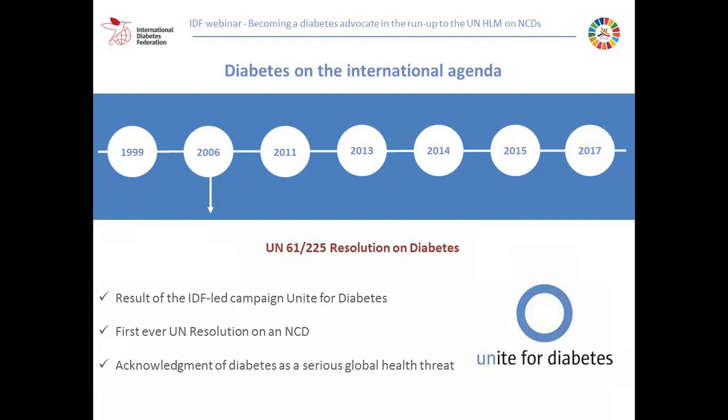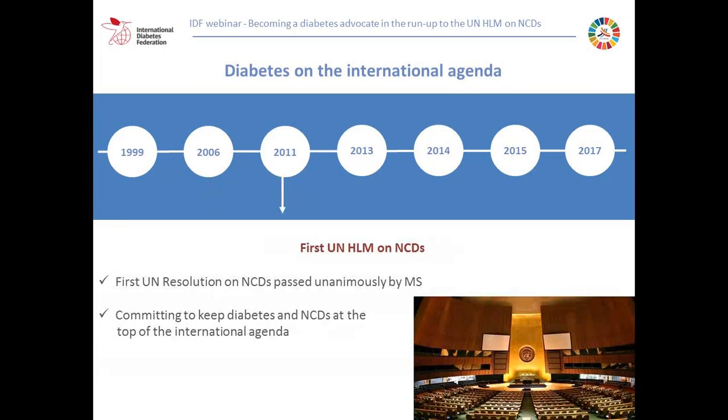In 2006, the UN passed a resolution on diabetes, resolution 61-225. This was the result of a campaign that was led by IDF, called Unite for Diabetes, and it was heavily supported by all IDF members around the world. So this was the first UN resolution on an NCD and the second resolution on a disease. So it was very important, actually. It was really a milestone for diabetes. And this resolution acknowledged that diabetes was a serious global health threat. So, of course, that meant that governments needed to start taking action. In 2011, this could be the main date when it comes to diabetes advocacy and diabetes on the international agenda. In this year, the UN and all the member states gathered for the first high-level meeting on NCDs.